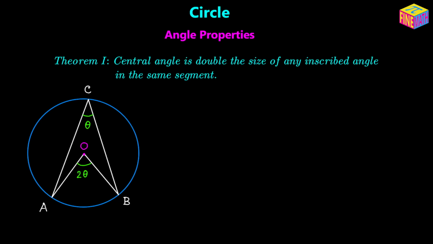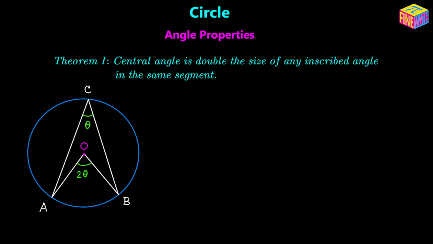So if we pick another point on the circle, let's say point C on the same segment, that means the major segment, then the angle ACB will be half of the angle AOB. In other words, the angle AOB will be double the size of angle ACB. That is the theorem, and that's what we have to prove here.